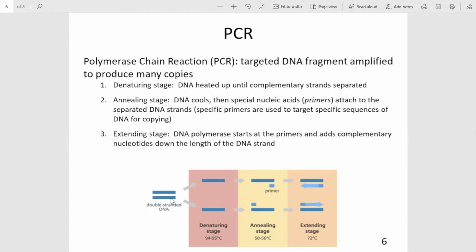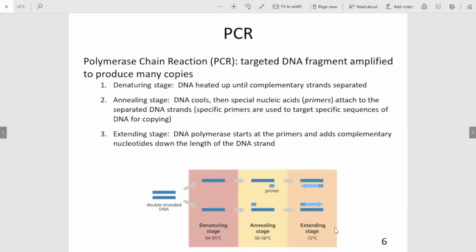The first stage is the denaturing stage. The sample is heated, and when the sample is heated, these 2 strands of DNA are separated. Heating the sample breaks the hydrogen bonds that are holding the 2 strands of DNA together. In the second stage, called the annealing stage, a primer is added. And a primer is a specific sequence of nucleotides, and it is targeted to the specific genes of interest.